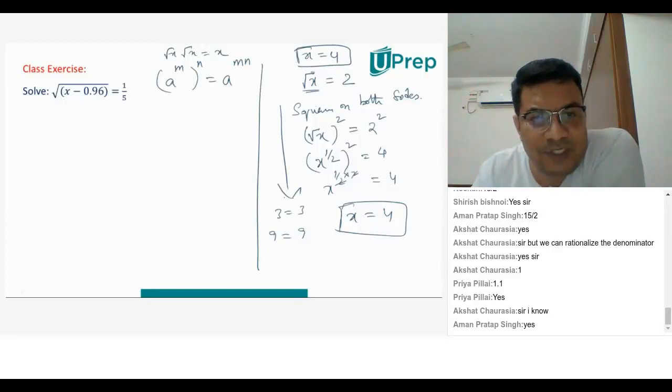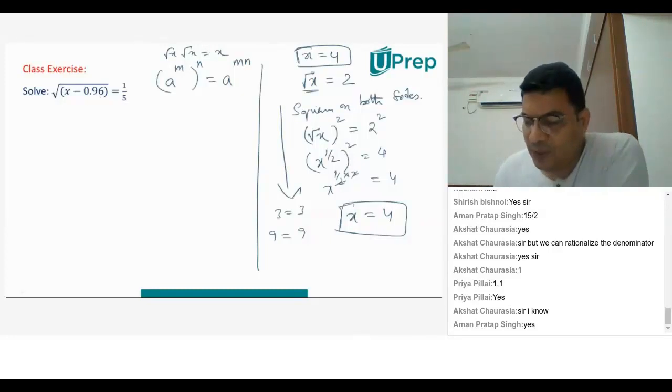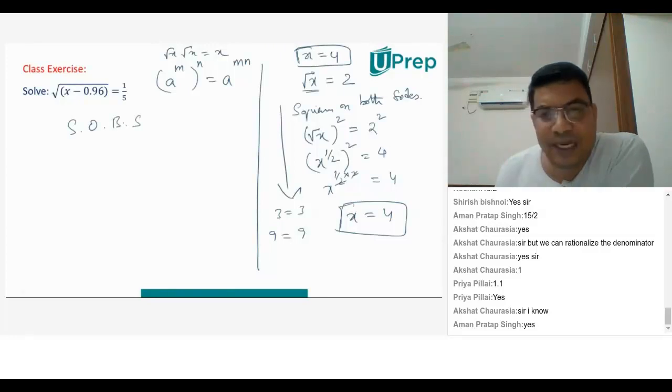Now let's come back to the question. Basically this question also, the best way to solve this problem is squaring on both sides. We write it as SOBS, squaring on both sides.